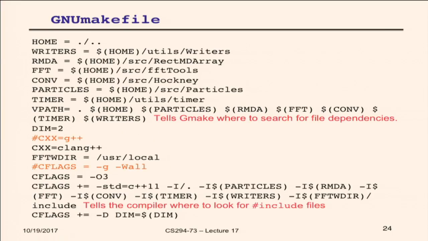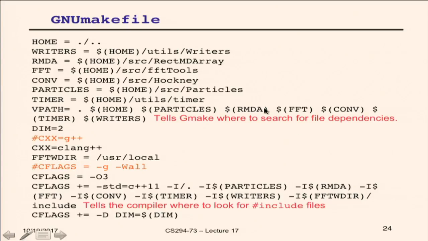dependency files. So I'm going to just now walk through the makefile that you're going to be given with this. So we define home, and now I'm defining names for all the directories that I've listed here. Writers, which is where the VisIt writers are. RMDA, which is where the rectMD array classes are. FFT, which is where the FFT classes are. Conv, which is short for convolution, which is where Hockney is. Particles is where your stuff is going to be. These are all in source or utilities, and then timer, which is where the timers are.